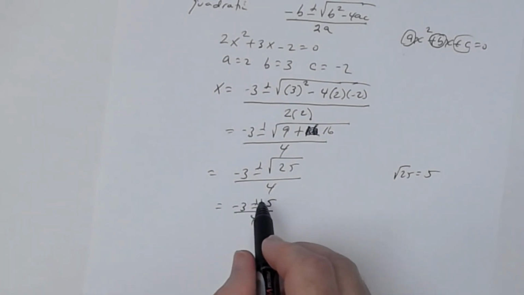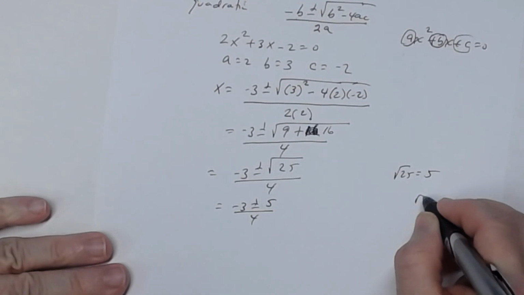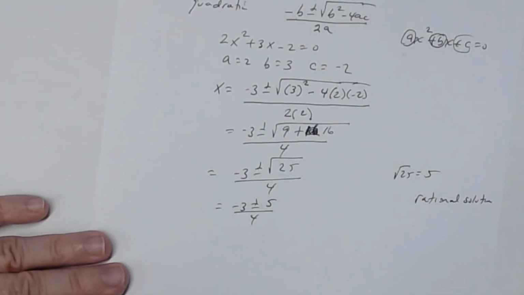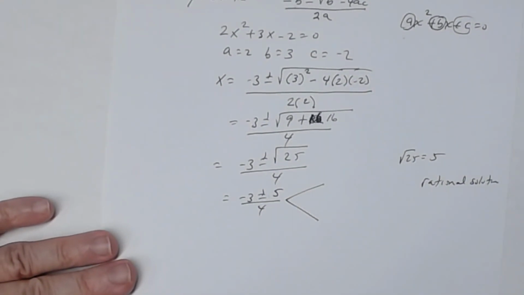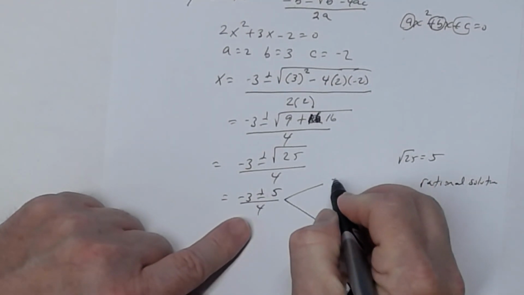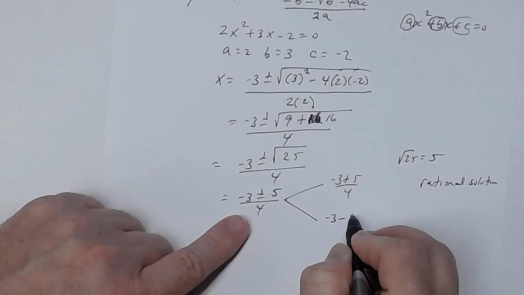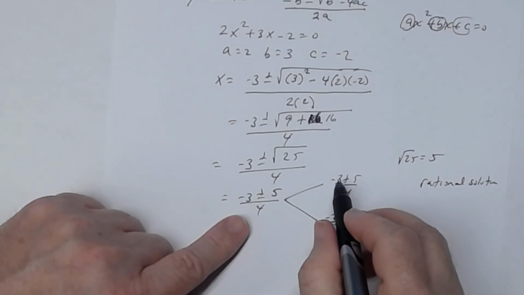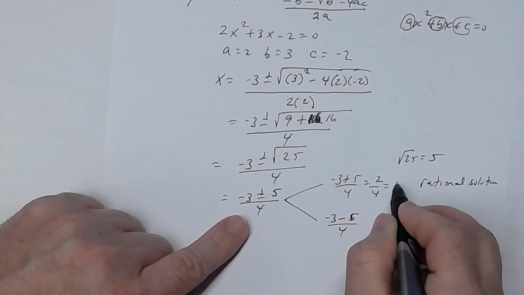All right. Then once we get to that point, hey, since I no longer have square roots, my solutions are going to be rational. I'm going to end up with rational solutions, and so I'm going to go ahead and break this down into what it actually is. So this becomes negative 3 plus 5 divided by 4. And the other one's going to be negative 3 minus 5 divided by 4. And then simplifying the fraction, negative 3 plus 5 is 2, so I get 2/4, which reduced is 1/2.